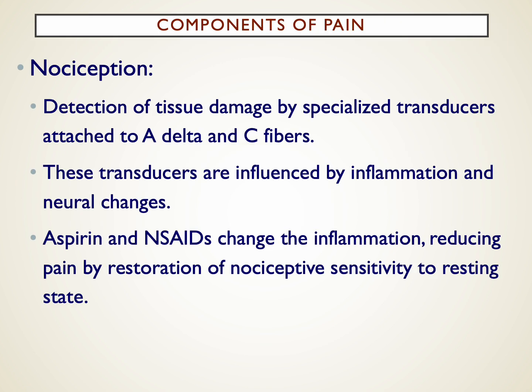Components of pain, one of them is nociception. And this is actually the detection of tissue damage by specialized transducers. And there are particular fibers, the A delta and C fibers, that are all correlated with that. And we could get into some depth about how those fibers interact and how they fire. But I think probably the easiest way to approach this is to recognize that these transducers are influenced by inflammation and neuronal changes.